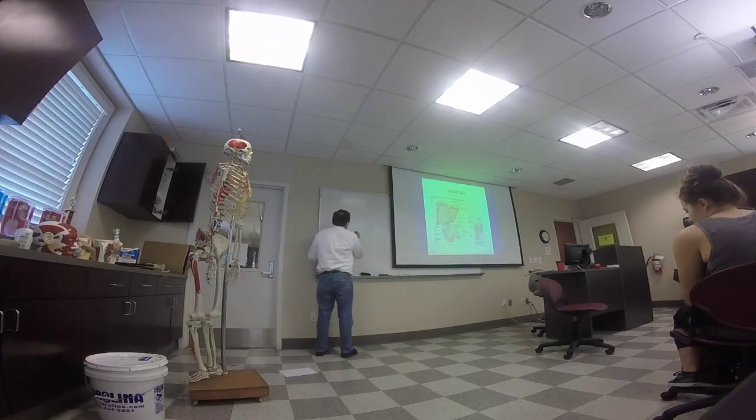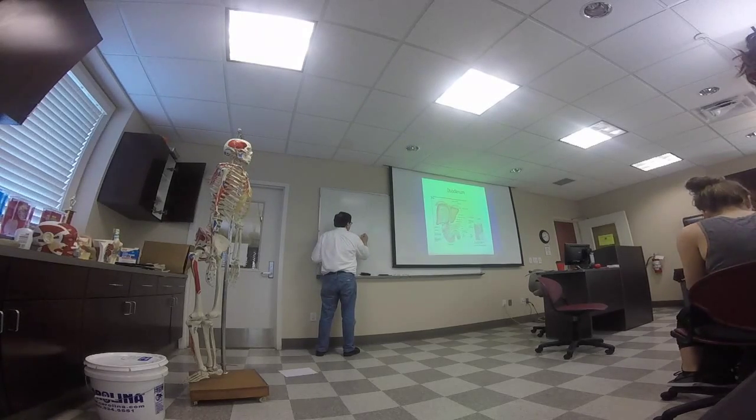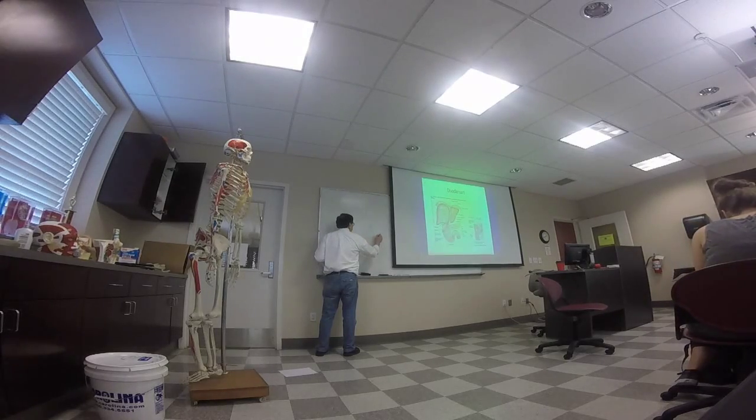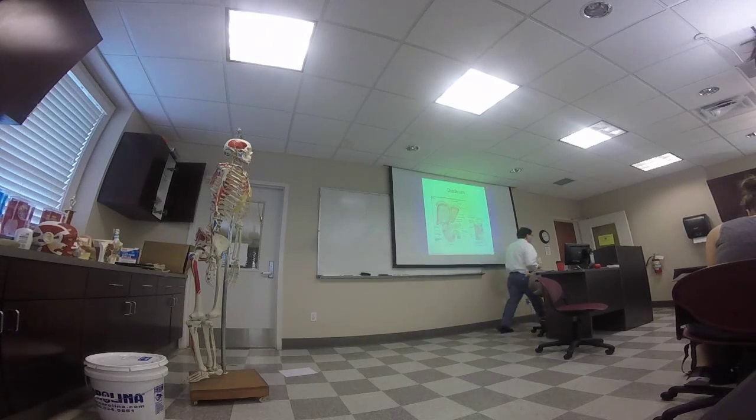With regard to the pancreas, this would be called the head. This would be the body. And this would be the tail. Now it looks like a little tadpole. It's much larger.